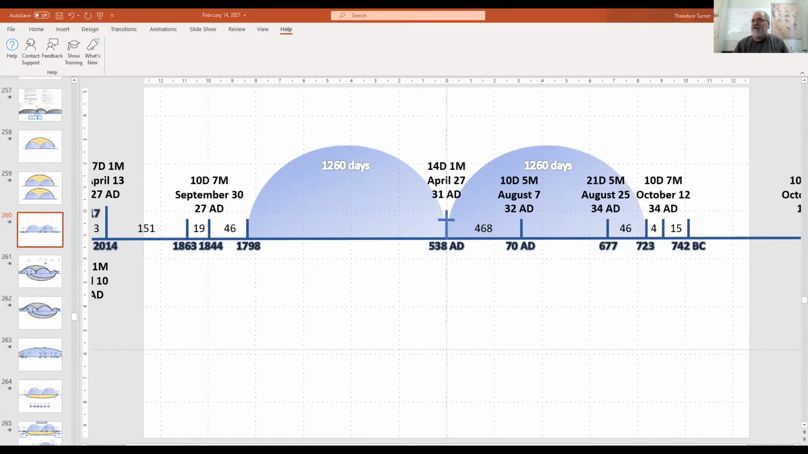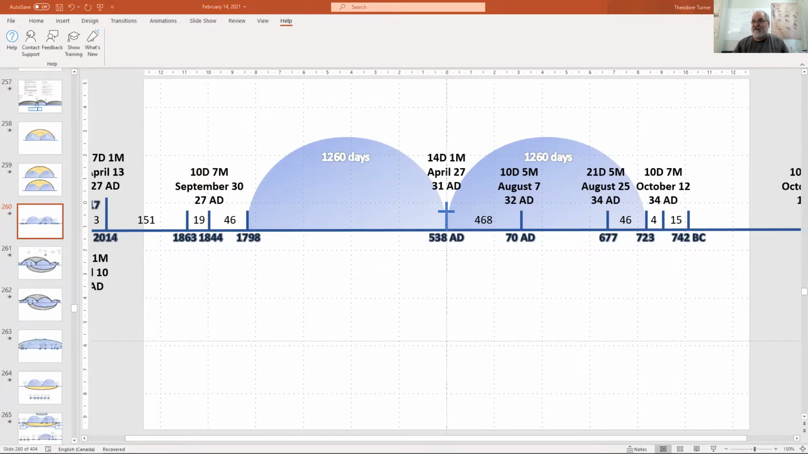I had taken all of the dates and I had lined them up in such a way that, let me see here, I'm going to find this paper. So I'm just going to share this paper here.